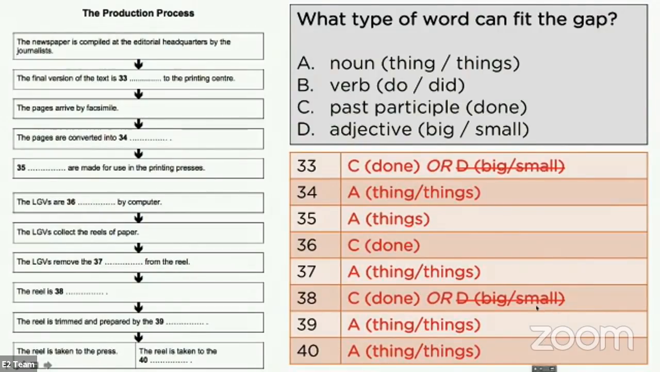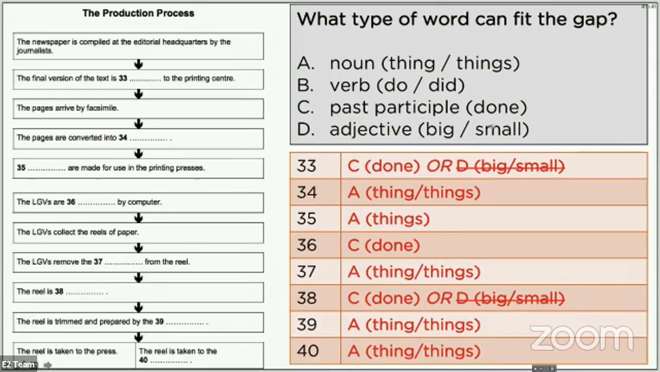So for number 33, we need a past participle, like a done type of word, because it says the final version of the text. Remember, we're talking about a process. So things are happening, steps in a process. The final version of the text is, let's take a word like done, like sent. It could be the word sent, for example. The final version of the text is sent to the printing center. Sent is a past participle. I don't want to get stuck on this because it's complicated. If you didn't get any of these, don't blame yourself. This is hard.